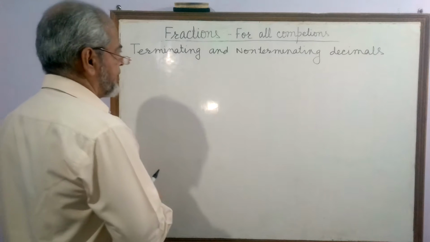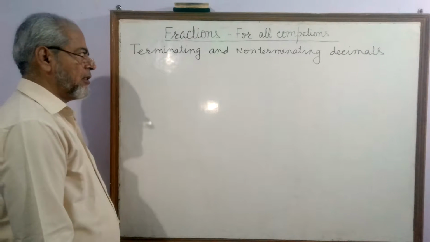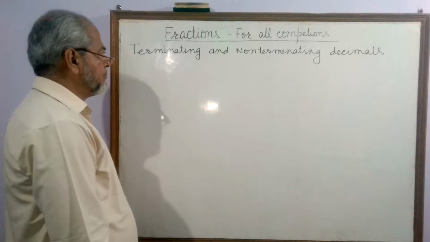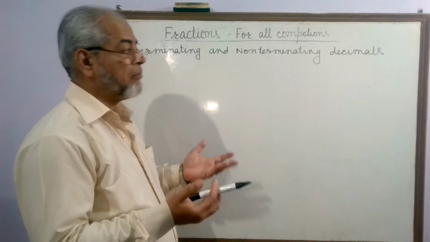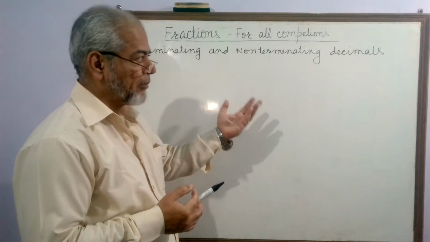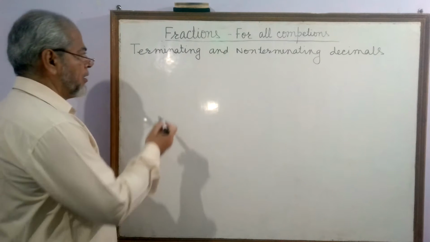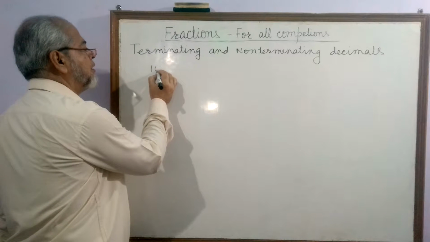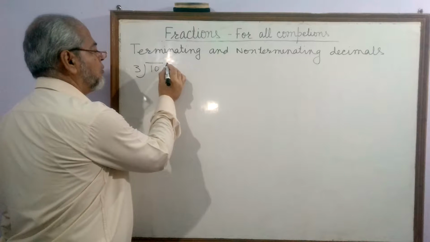Now I will start terminating and non-terminating decimals. So what is terminating? जो terminate होता है, the number which can be terminated. Non-terminating, the number which cannot be terminated. For example, if we divide 10 by 3, what do you get?